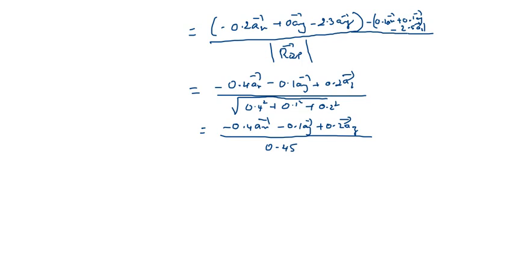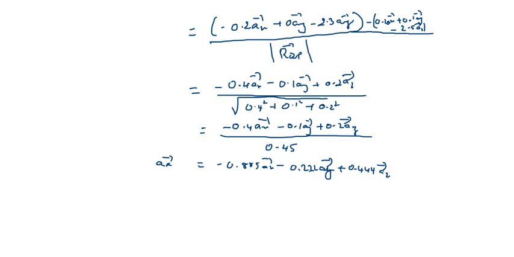So the unit vector, this is a r, is equal to dividing this commonly by 0.45, you will get minus 0.888 a x, then minus 0.222 a y, then plus 0.444 a z. So we got this unit vector a r.